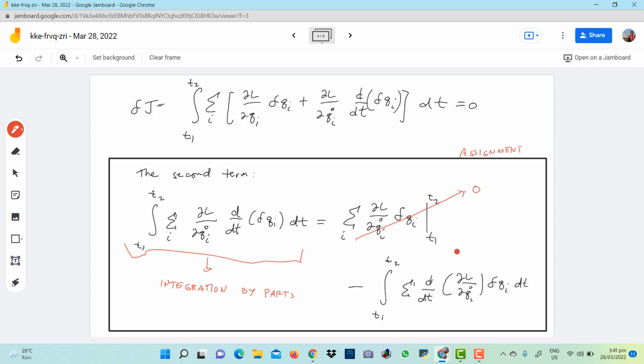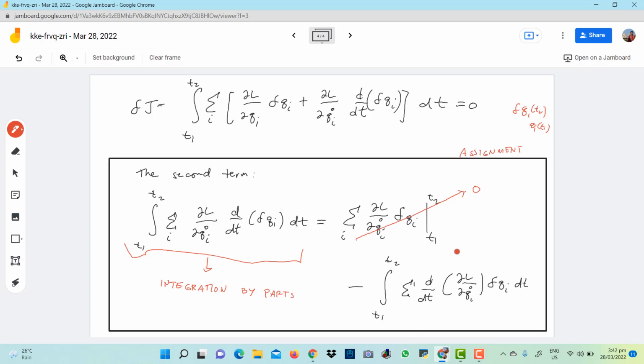Why? Because if you integrate the delta Qi's, you substitute T2 minus T1 here, since your Qi's are functions of time, and what you actually get is delta Qi at T2 and Qi at T1. And I know that at the endpoints, the initial point T1 and the final point, there will be no variation. There is no change in Qi T2 and Qi T1. So, therefore, this is equal to 0. Okay? We assumed this last time, that at the endpoints, there will be no variation.